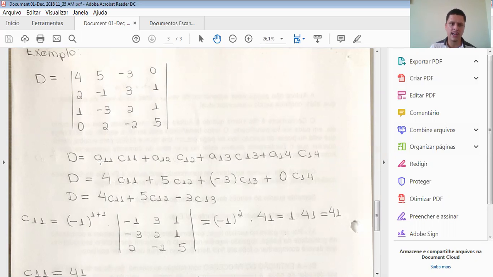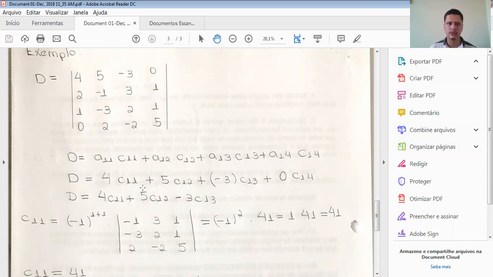So let's substitute each element of the matrix by its corresponding number. A11 is going to be 4, A12 is going to be 5, A13 is going to be -3, and A14 is going to be 0. 0 times anything equals 0, so I'm not even going to consider it in the next line here. The determinant is going to be, in the end, 4 times C11 plus 5 times C12 minus 3 times C13.